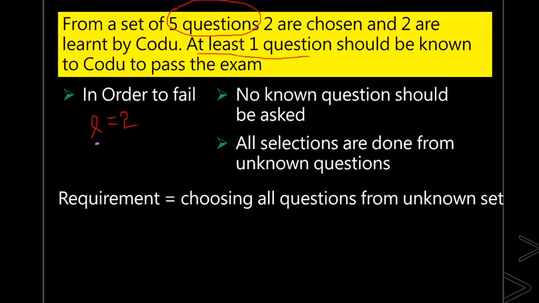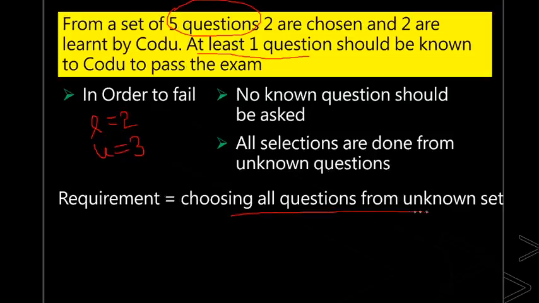So how many questions are not learnt? How many questions are unknown? 3 questions are unknown. Can you all understand this? He has learned 2 questions, which means 3 questions are unknown. When 3 questions are unknown, what are we telling here?